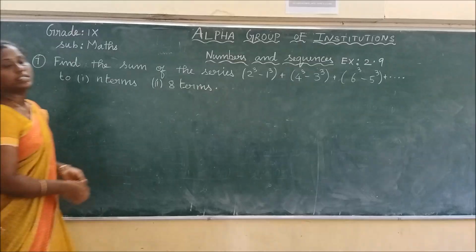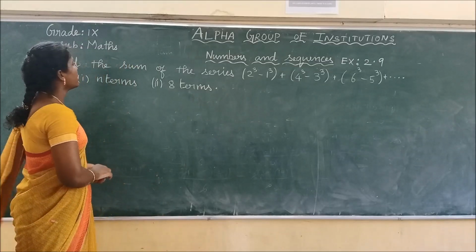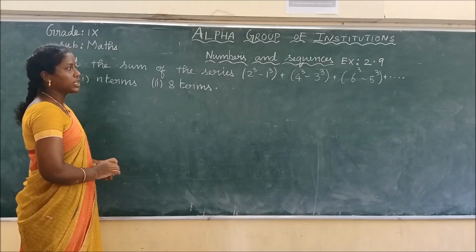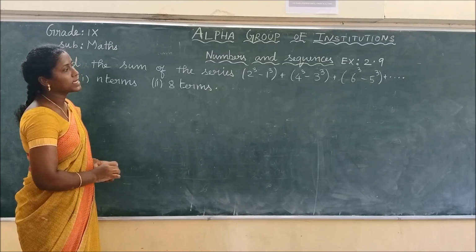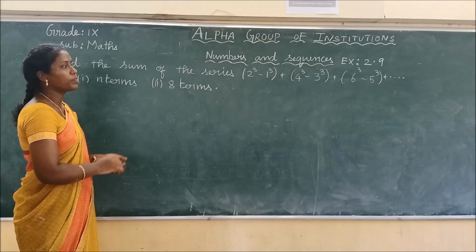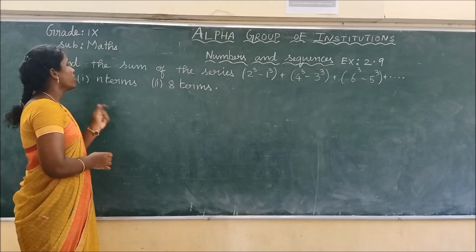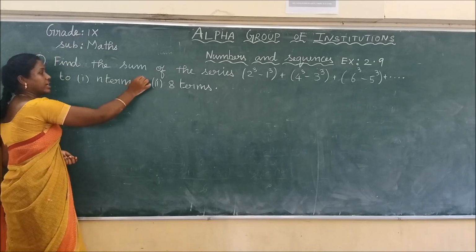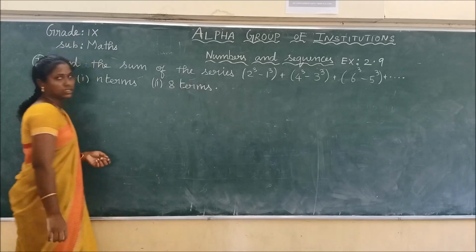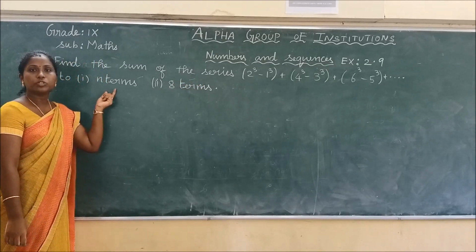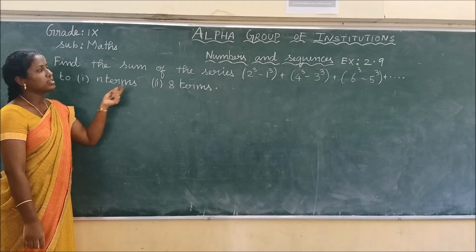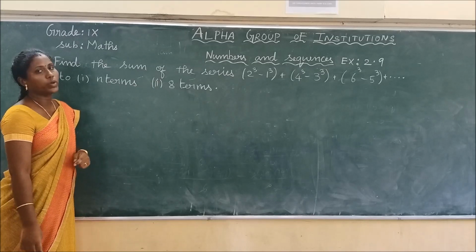Okay, children. See the 7th problem, children. Find the sum of the series 2 cube minus 1 cube plus 4 cube minus 3 cube plus 6 cube minus 5 cube plus etc. The last term is not given. We have to find the sum of the terms up to n terms, and the second summation up to 8 terms. First, we are going to find up to n terms. Okay, see the series is very different now. How are we going to solve it?